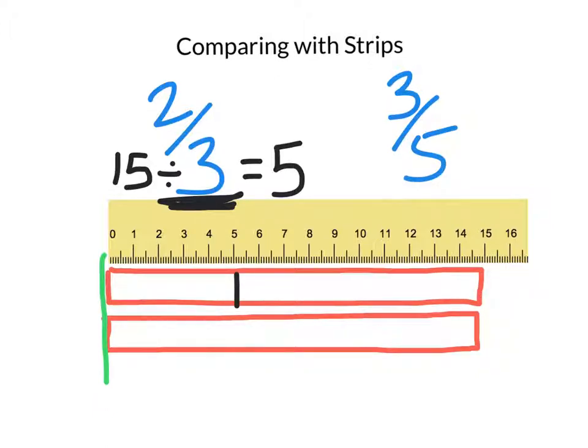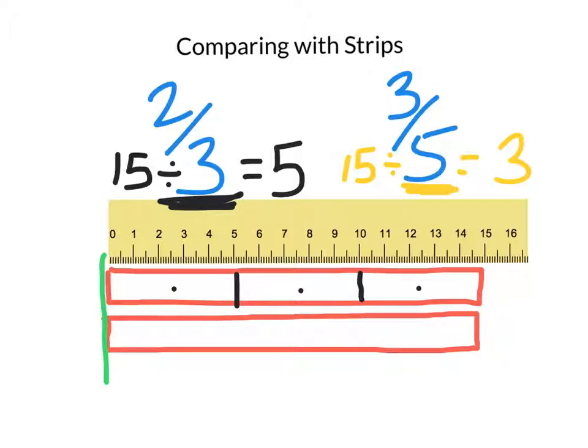Right there, and right there. And now I have thirds. 1, 2, 3. Awesome. Now, for the next strip, I'm going to divide it into fifths. So I have 15 centimeter long strips. So I think 15 divided by 5 equals what?